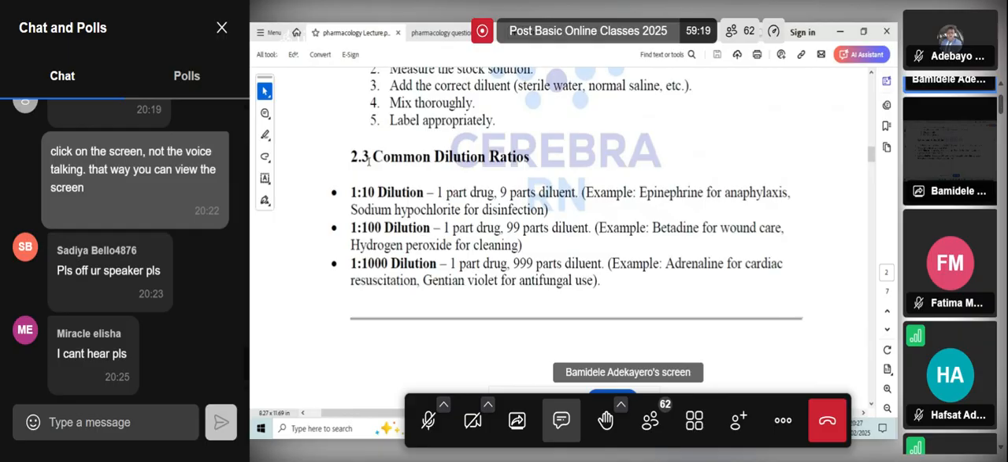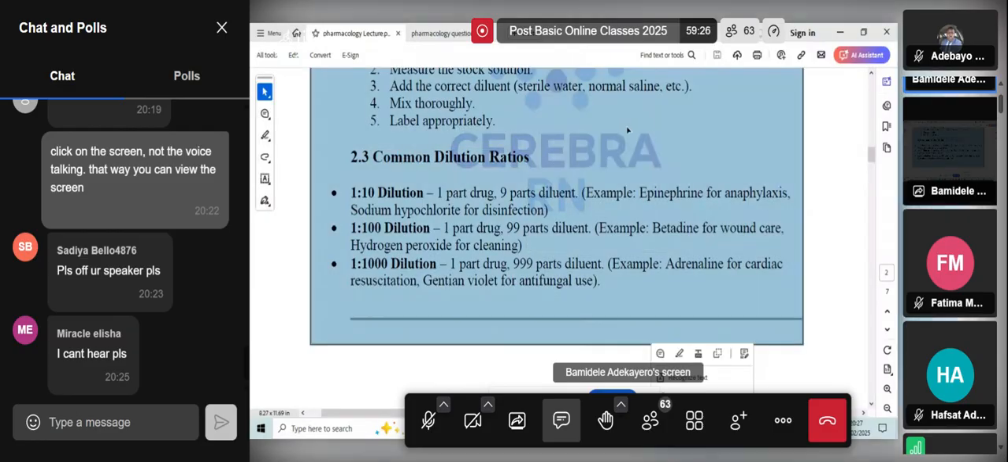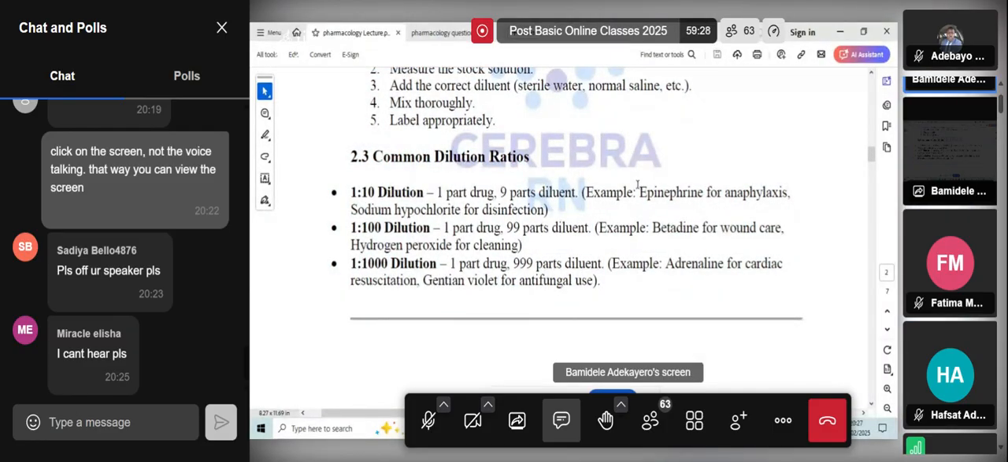The next topic here is common dilution ratios. So medications come in 1 in 10. For instance, epinephrine that is used for anaphylaxis comes in 1 in 10. Even though we don't need to do this because it comes already diluted from the factory. I think in the olden days we needed to do that. For instance, we have Uzol.